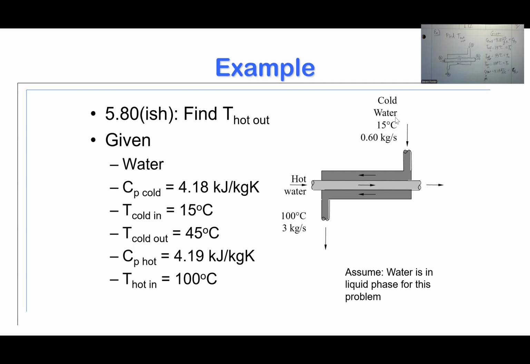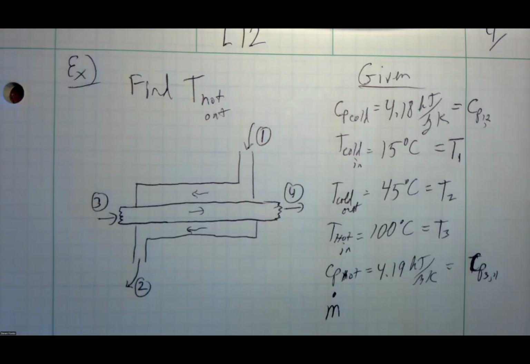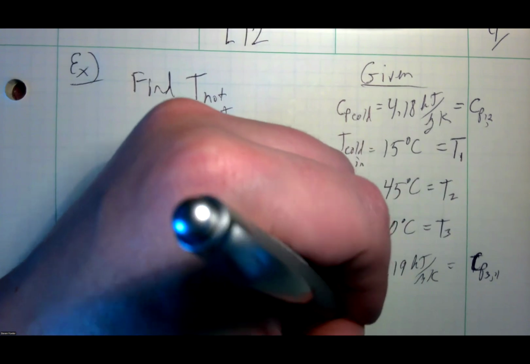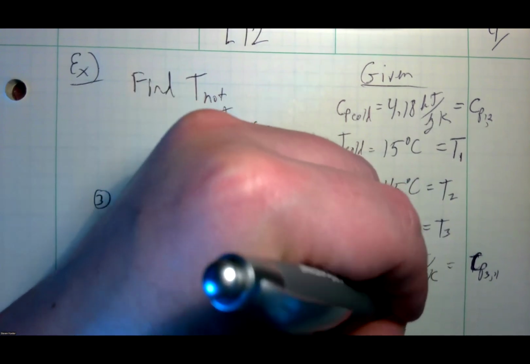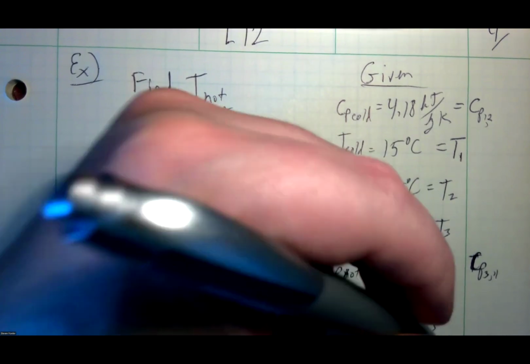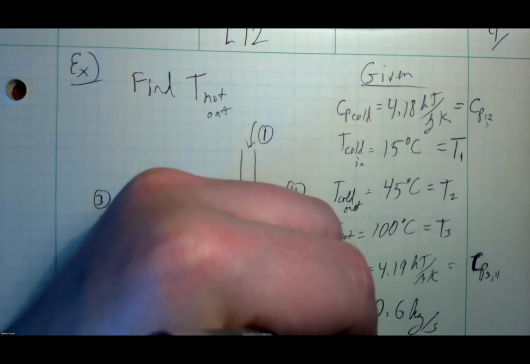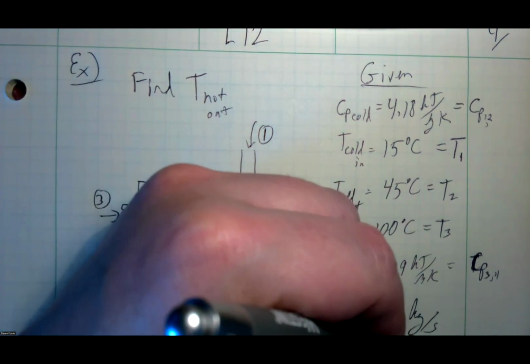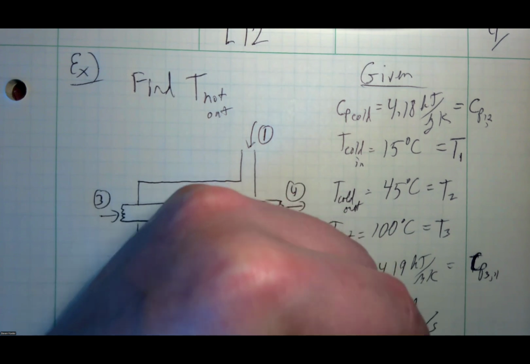So at the inlet of the cold, I've got 0.6 kilograms per second coming in at what we're calling 1. And then coming in at 3, it's got 3 kilograms per second. So we're going to write those down. So this is M dot at 1 is going to be 0.6 kilograms per second. And M dot coming in at 3 is going to be 3 kilograms per second.